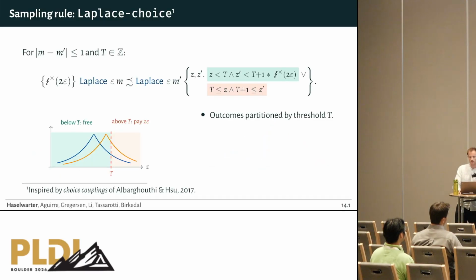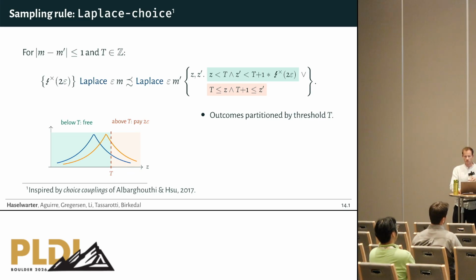What's new here, for instance, is this other rule for reasoning about the Laplacian, which works by partitioning the outcomes according to some threshold t. And we get two different post conditions here, right? There's a disjunction in the post condition, which is interesting.